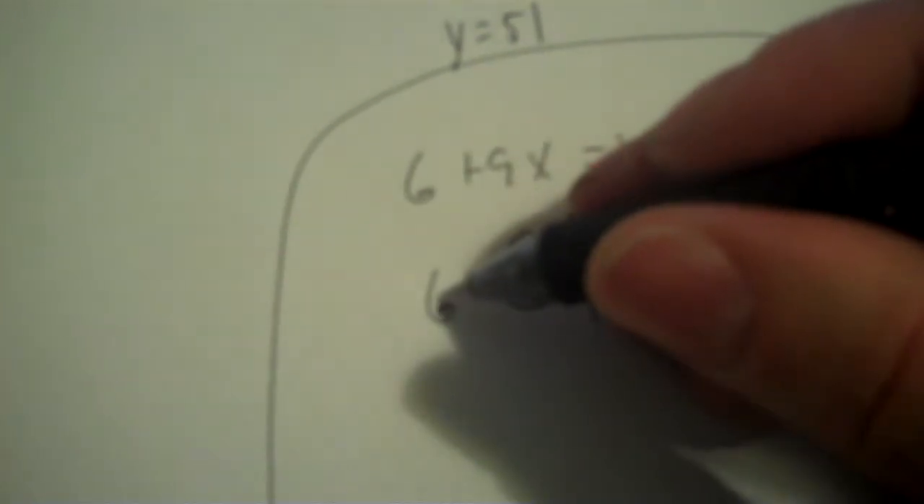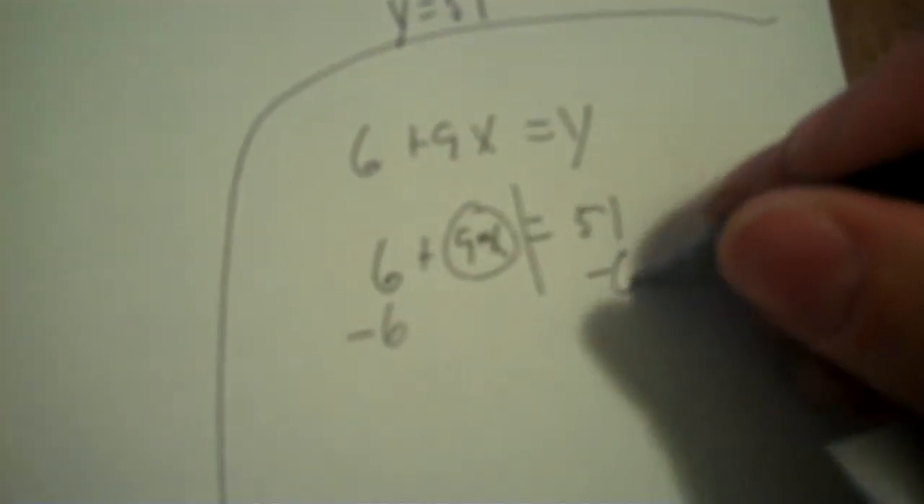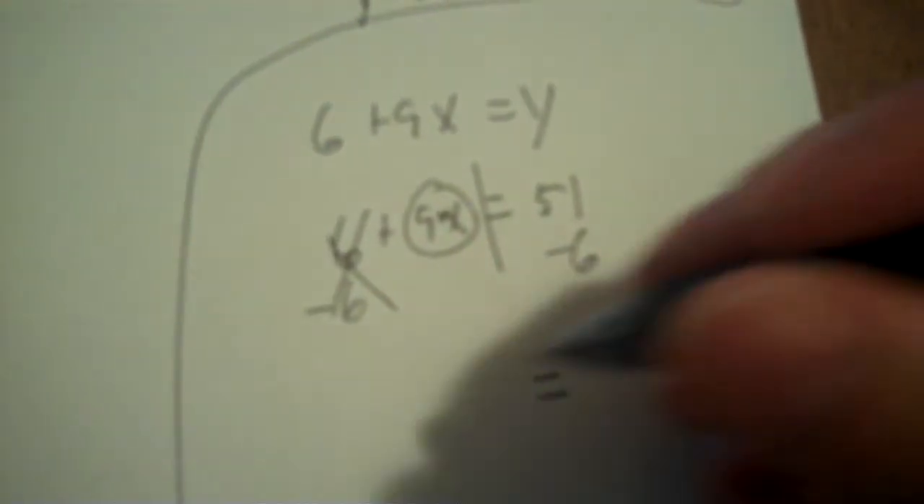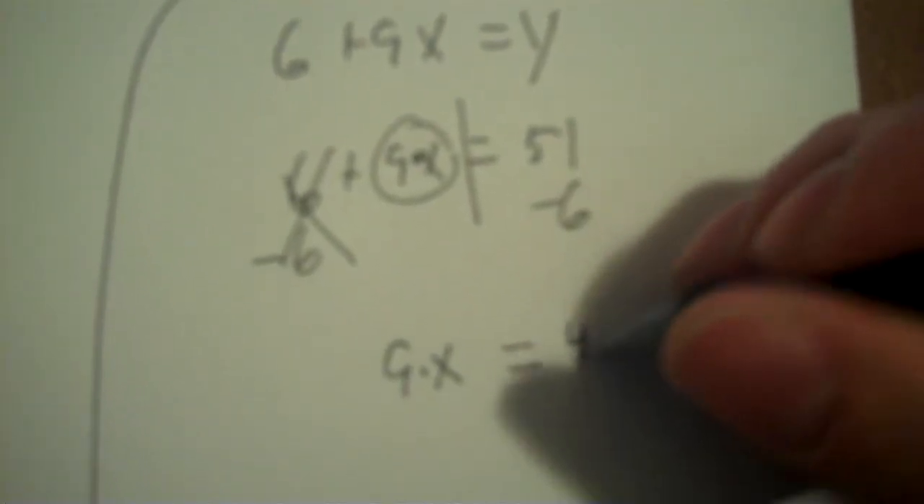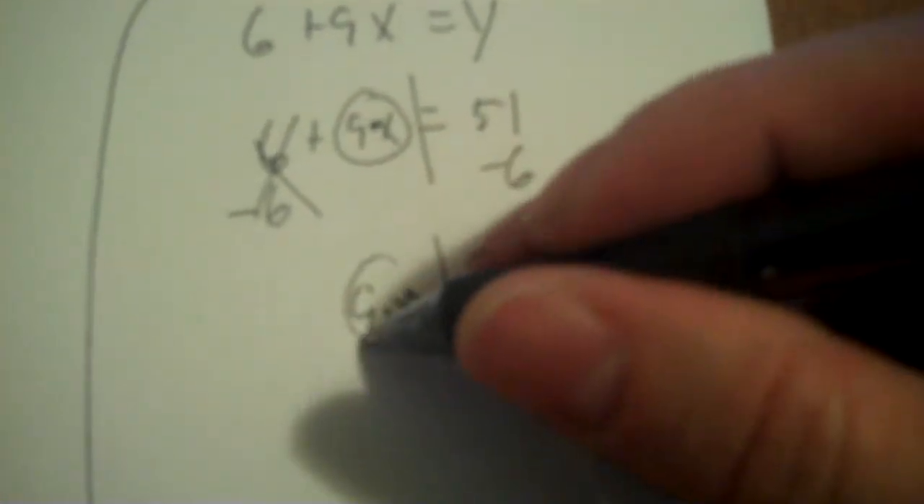Now get your 6 to a 0. Don't add 6, because 6 plus 6 is 12. You would subtract 6. So 9 times X, and then 51 minus 6 is 45. 9 times what is 45? Well, how about I divide by 9 and find out. 45 divided by 9 is 5. 5 people.